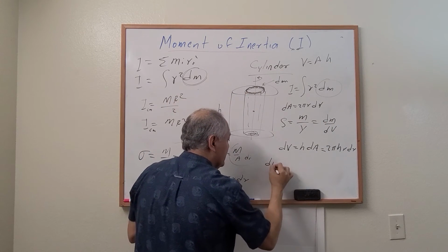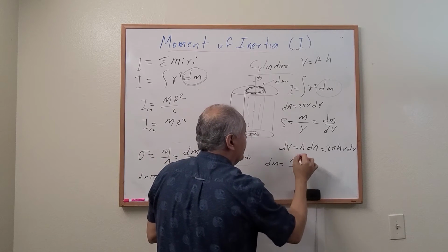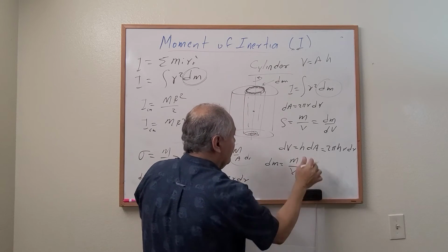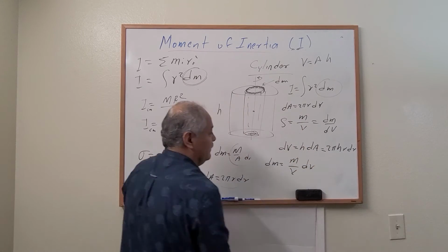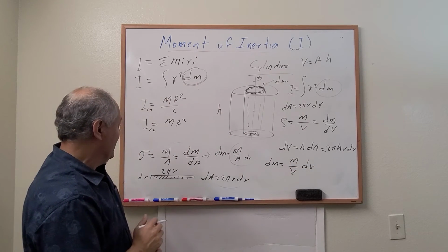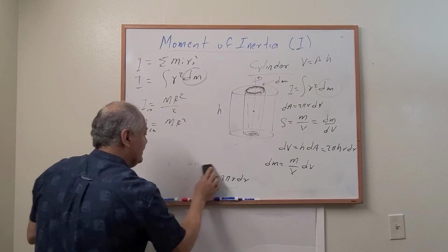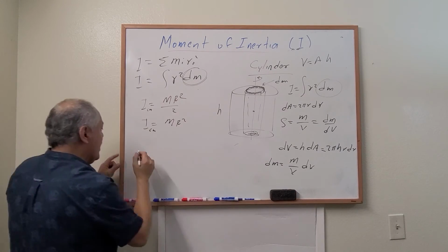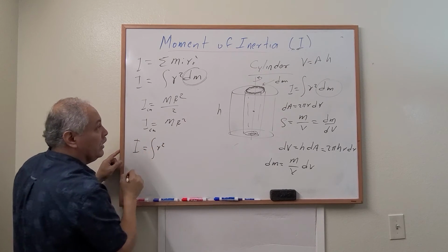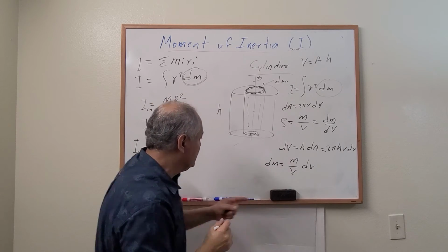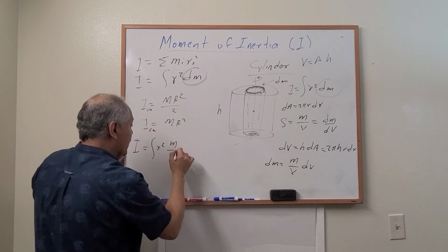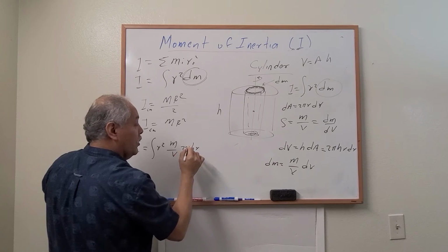Now dm becomes equal to m over volume times dV, where dV is this quantity right here. Perfect. Let me continue right here. So what do we have? We have the moment of inertia for the cylinder is equal to the integral of r squared dm, but now dm is equal to mass over volume times dV, which is 2 pi h r dr.